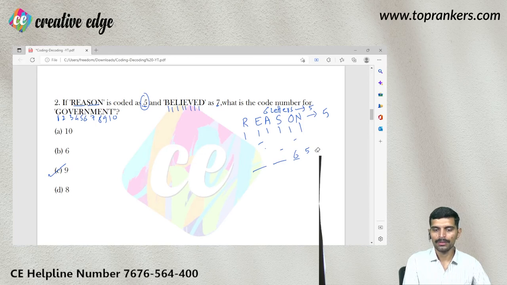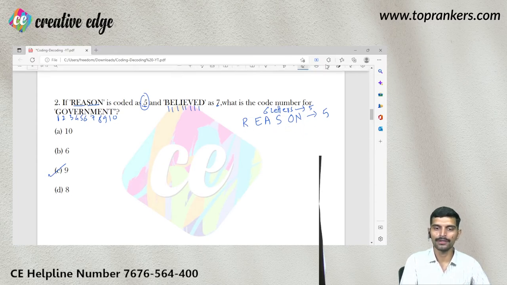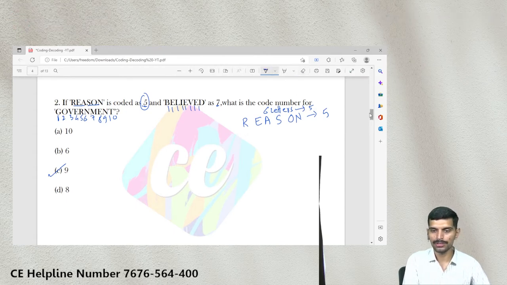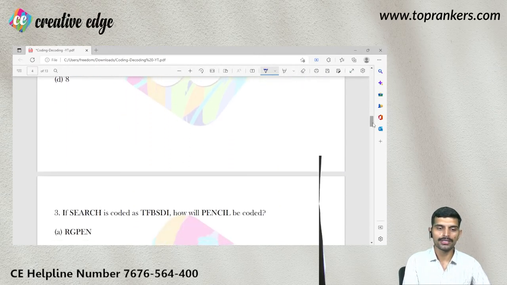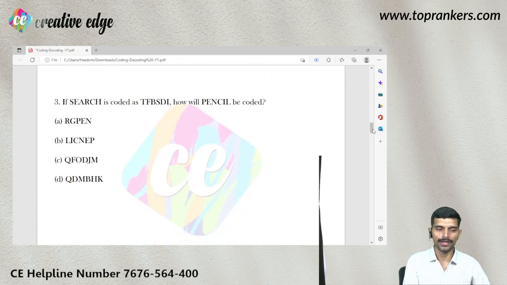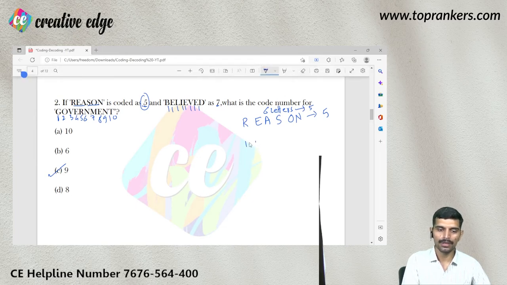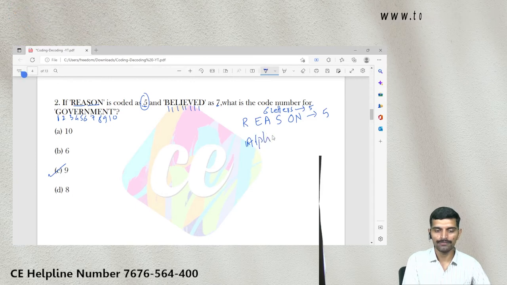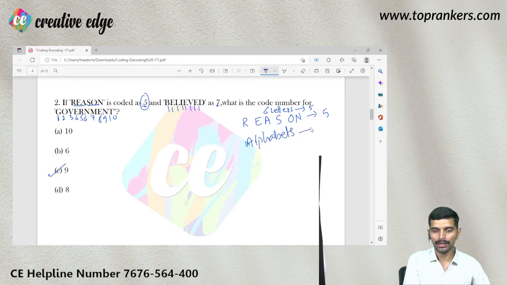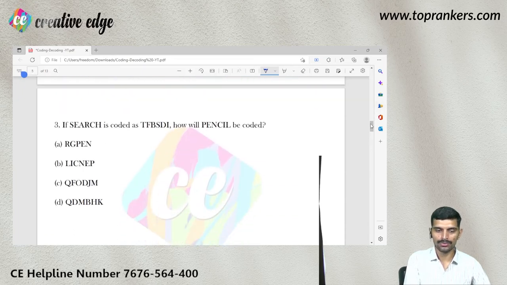Okay. So this is how we should think of possibilities. We must be attentive. We must be alert while solving. And the more you solve, the better you become at such questions. Let's see the next variety. So this was alphabets to numbers. This was the very first variety that we have discussed. Alphabets have been coded into numbers. Now let's see the next question.